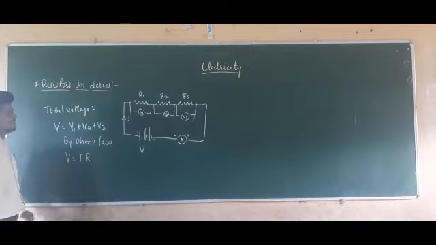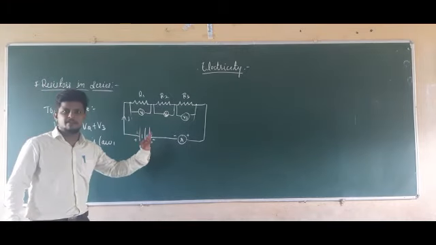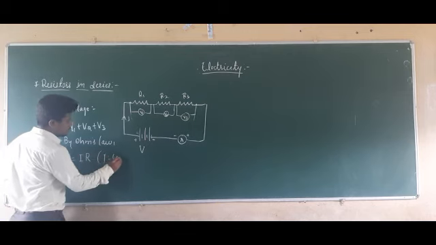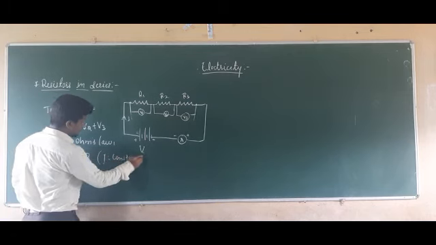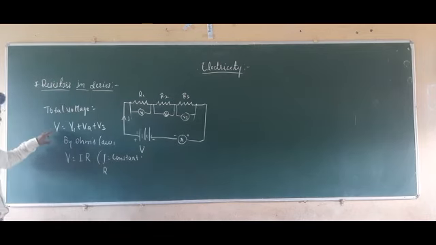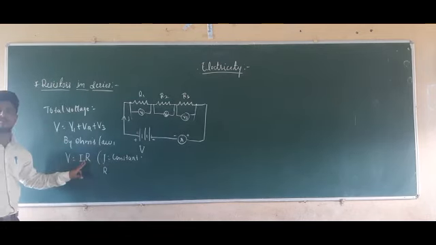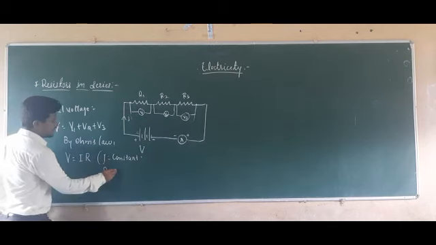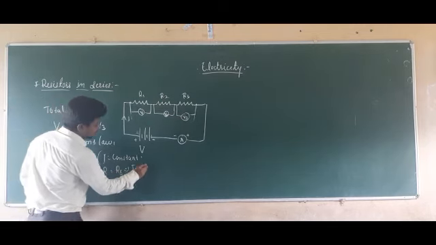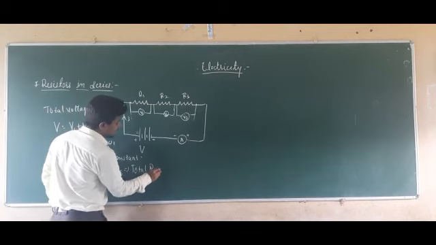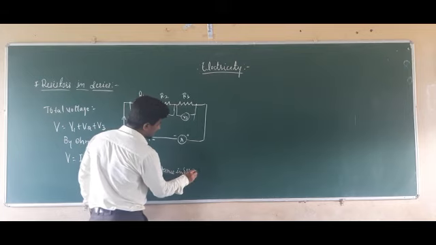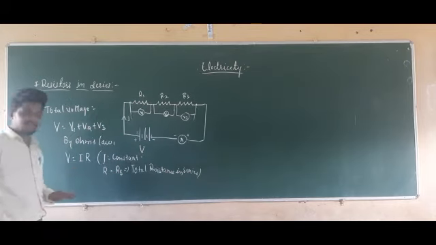We know that in a series connection, current will remain constant. So here current will be constant. I is equal to constant. It is not changing. So what is R here? If you are taking the total voltage, we have to take the total resistance. So R is equal to RS, that is nothing but the total resistance in series connection.